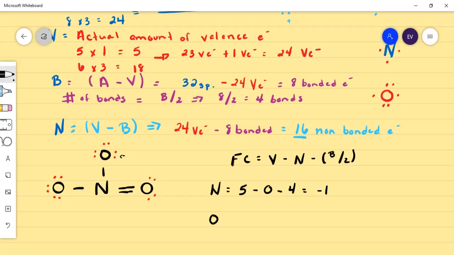Let's do oxygen. We'll start with this one right here. Oxygen has 6 valence electrons, minus 4 non-bonded electrons, minus the number of bonds, which is the bonded electrons divided by 2. You can see them here, it's 2 bonds. So 6 minus 4 is 2, minus 2 gives us a formal charge of 0.